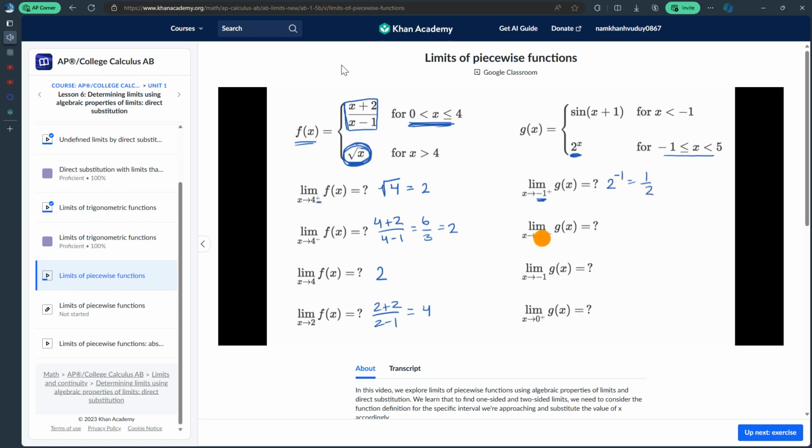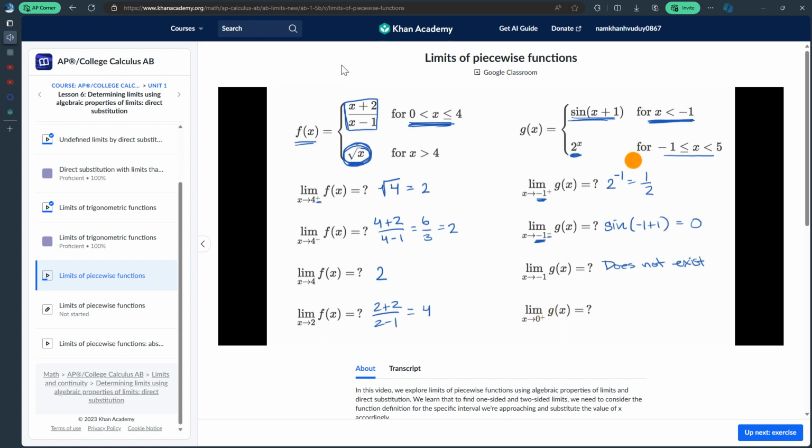What about if we're approaching from the left? Well, if we're approaching from the left, we're in this scenario right over here. We're to the left of x equals negative 1. And so this is going to be equal to the sine, because we're in this case for our piecewise function, of negative 1 plus 1, which is the sine of 0, which is equal to 0. Now, what's the two-sided limit as x approaches negative 1 of g of x? Well, we're approaching two different values as we approach from the right and as we approach from the left. And if our one-sided limits aren't approaching the same value, well, then this limit does not exist.